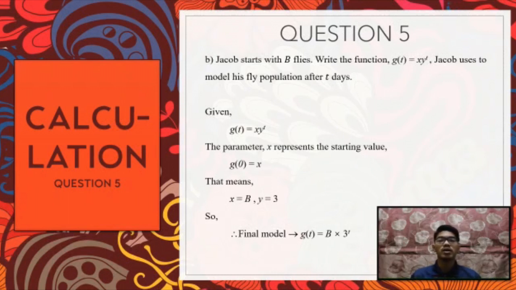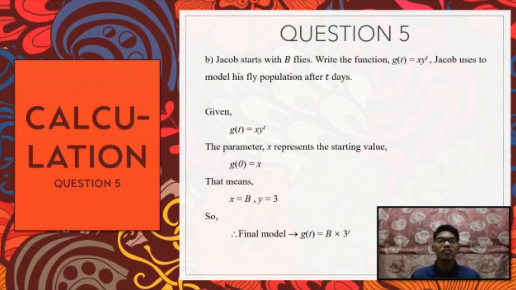For the calculation question 5B, we are required to produce a function of the form g(t) equals x y to the power of t. In such a function, the parameter x represents the starting value since g(0) equals x. That means that for this problem, x must be equal to b. All that remains for us is to find the value of the multiplier y. When t increases by 1, the function will multiply by this value.